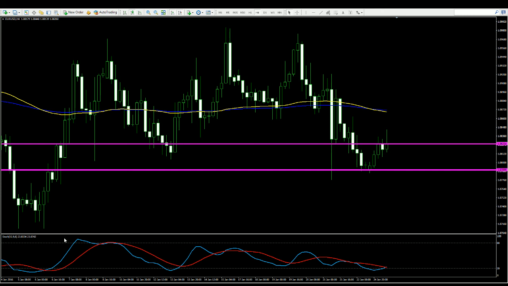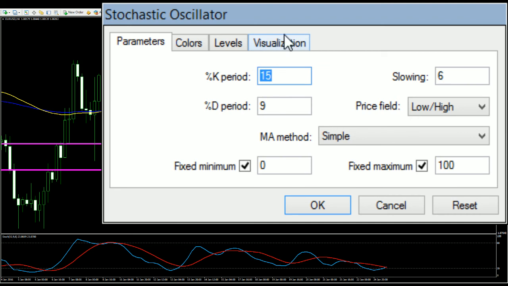I like the 5-3-3. I'm used to using the standard settings, so I'm okay with those.